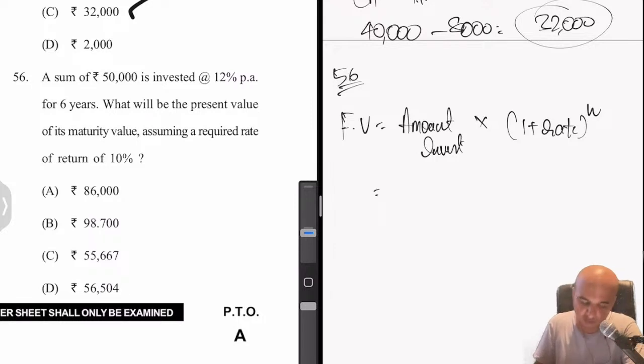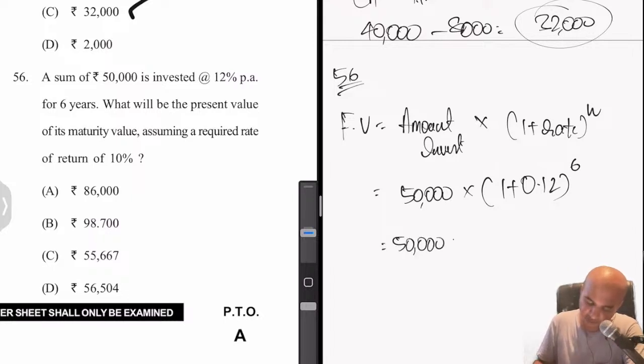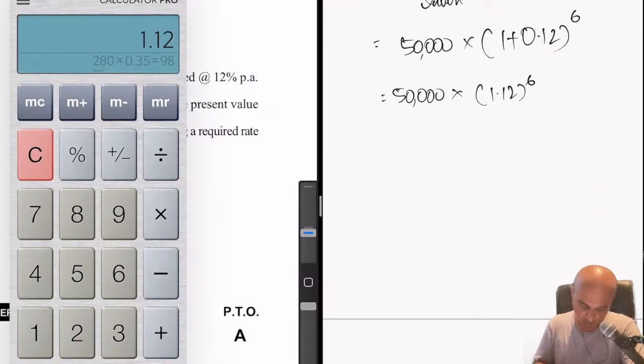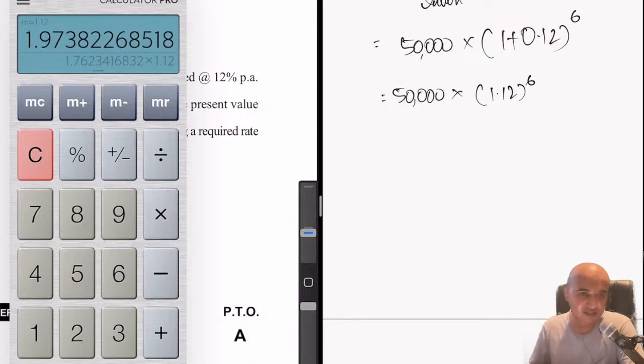So how much is the amount which we are investing? 50,000 into 1 plus r, which is 0.12, to the power of 6. That's all. So we can simplify this as 50,000 into 1.12 to the power of 6. When you do that math, 1.12 multiplied 6 times, you get 1.97 something. Of course, when you round it off, your answer will be slightly different. That's still okay.